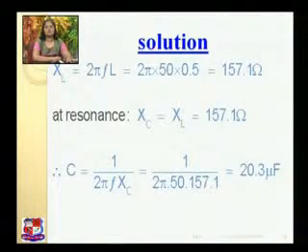Now we have to find the value of capacitor. As we know, XC is equal to 1 upon 2 pi f C. So C is equal to 1 upon 2 pi f XC. So it is equal to 1 upon 2 pi into 50 into 157.1. So your answer for the capacitor is 20.3 microfarad.